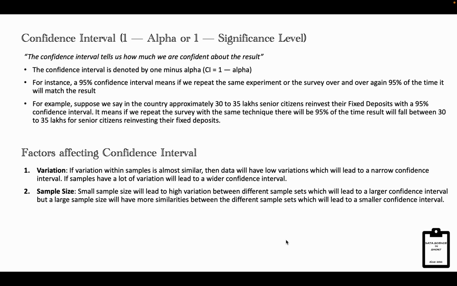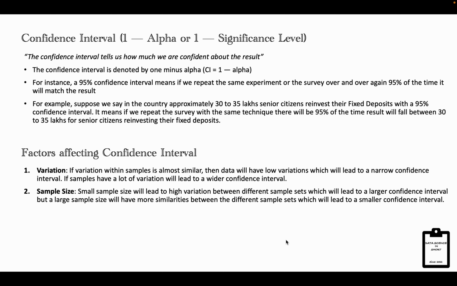So the next topic is confidence interval, which is 1 minus alpha, or 1 minus significance level. The confidence interval tells us how confident we are about the result. The confidence interval is denoted by 1 minus alpha. For instance, a 95% confidence interval means if we repeat the same experiment or survey over and over again, 95% of the time it will match the result.